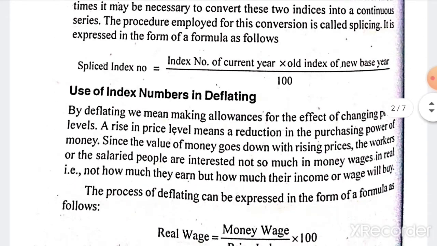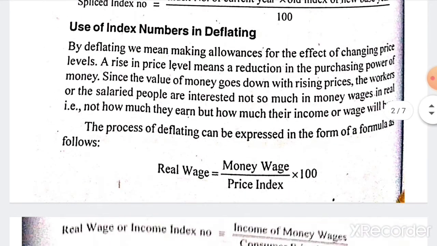So the next thing is uses of index numbers in deflating. By deflating, we mean making allowances for the effect of changing price levels. A rise in price level means a reduction in the purchasing power of money. Since the value of money goes down with rising prices, the workers or the salaried people are interested not so much in money wages as in real wages. That is, not how much they earn, but how much their income or wages will buy.